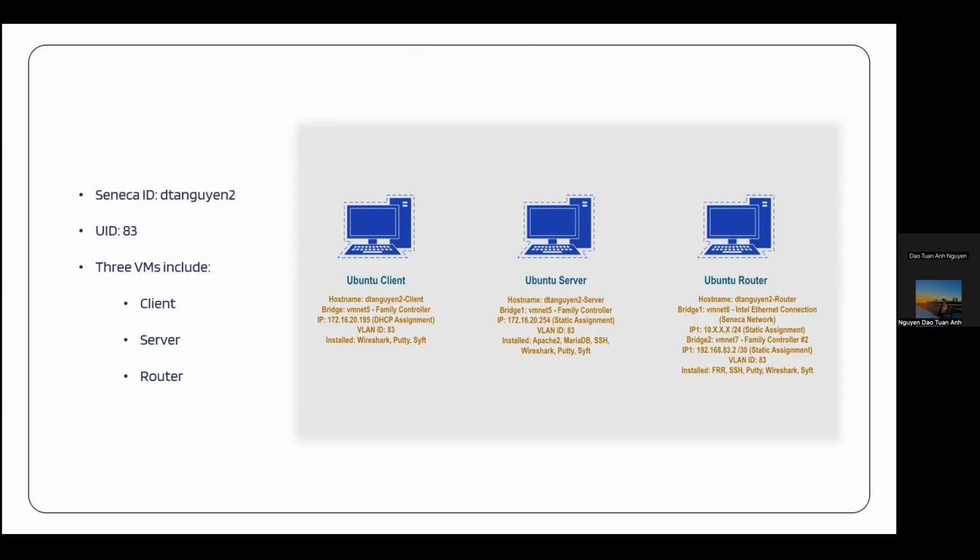The third one is the router VM, also running Ubuntu Server, but its role is different. It runs FRR, FRRouting, which will handle OSPF routing to connect our brand to other branches in a later stage.